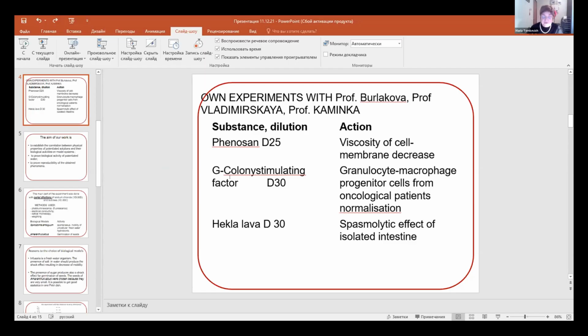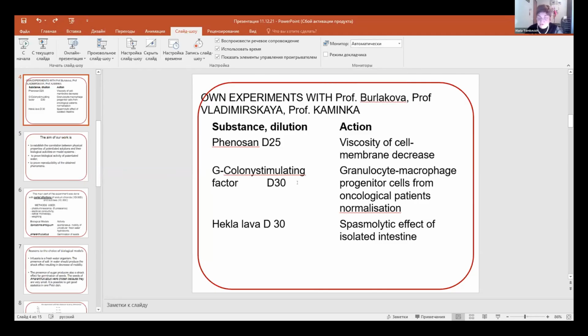Also, together with Professor Vladimirskaya, we observed the effect of some homeopathic remedies, for example, aurum, lycopodium, arsenicum in dilution D30, and G-CSF, colony stimulating factor, on granulocyte macrophage progenitor cells from oncological patients. And we can see the action of these remedies, good normalizing action on oncological patients' cells, granulocyte macrophage progenitor cells.